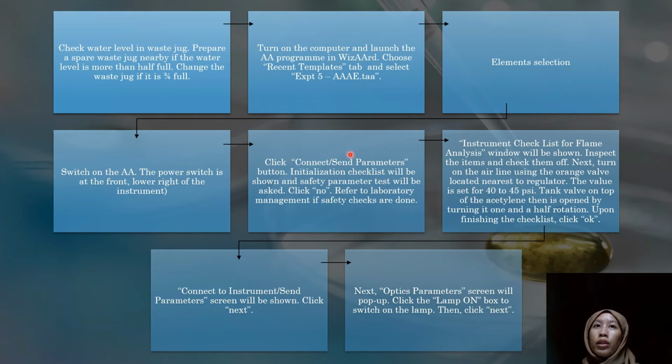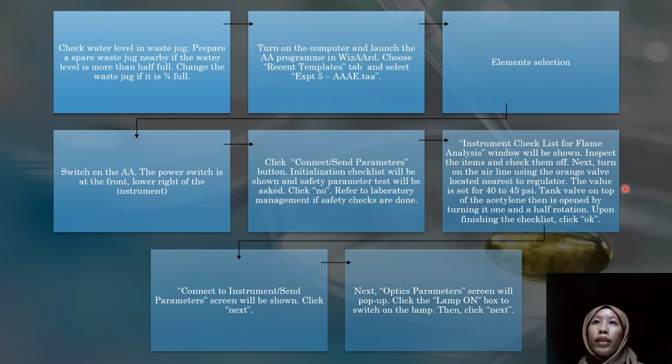Initialization checklist will be shown and safety parameter test will be asked. For this parameter test, you choose No because the laboratory might have done the parameter test weekly. And then next, we have the instrument checklist for flame analysis. For this screen, you will have to inspect all the items and check them off before you can start using the instrument.